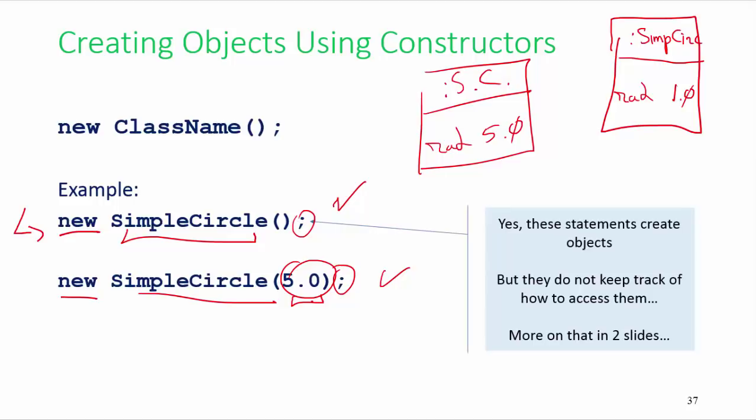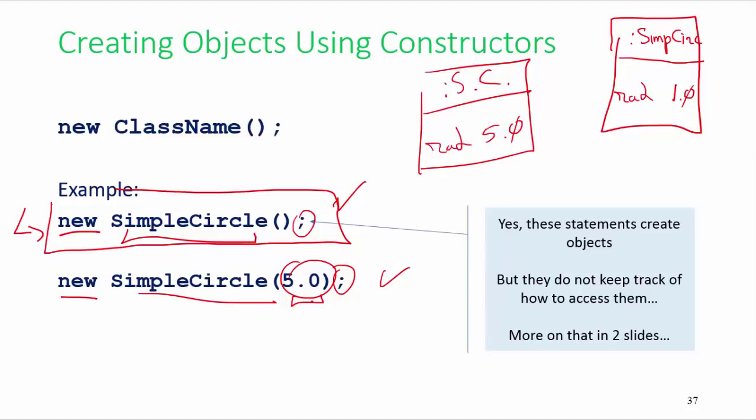Those two objects are like floating in memory, but I have no way to access them. So the new keyword only says to Java, create an object somewhere in memory, okay? But then it actually returns an address, a reference to allow you to access the object. And the issue with those examples is that while we did the part about creating the object right, we never actually handled that return value of the new statement.